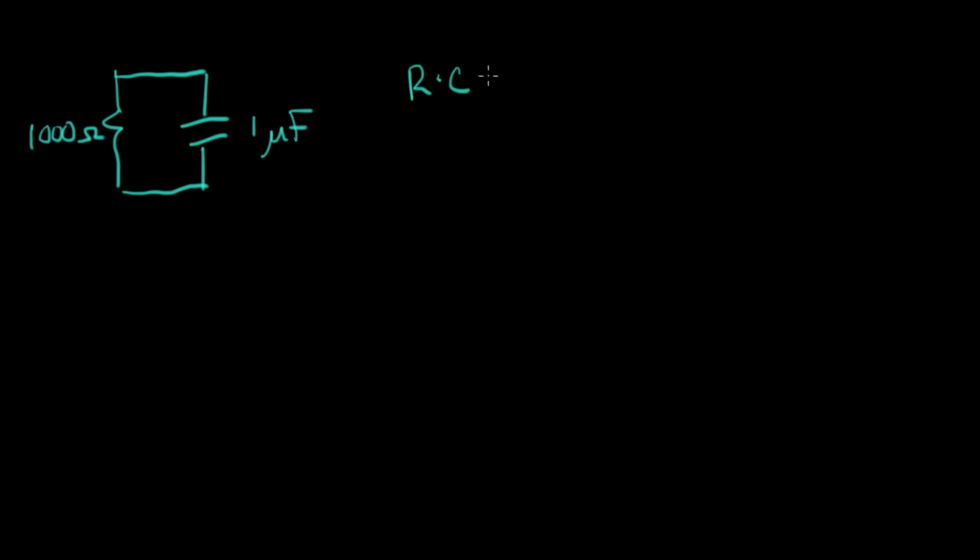So let's do a real quick example here with real values just to see how this equation works. We'll say that this is 1,000 ohms. That's our resistor. And we'll say C is 1 microfarad. And what we want to work out is R times C equals 10 to the third times 10 to the minus sixth. And that equals 10 to the minus 3 seconds, or 1 millisecond. That's the product of R and C.